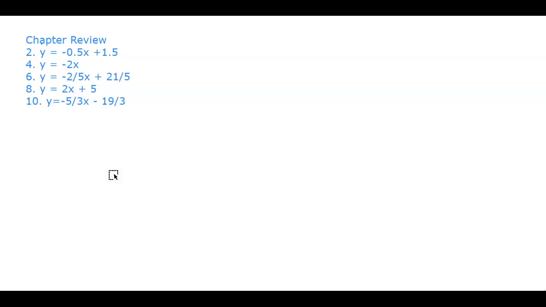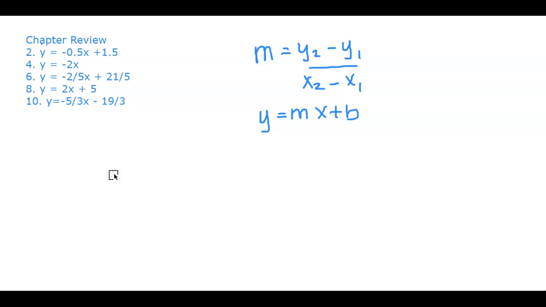All right, so for questions 1 through 12, you need to really have a good idea and understanding of lines. So we need to recall that slope equals y2 minus y1 over x2 minus x1. We have y equals mx plus b, so that's your slope-intercept form. We're going to be using point-slope a ton.